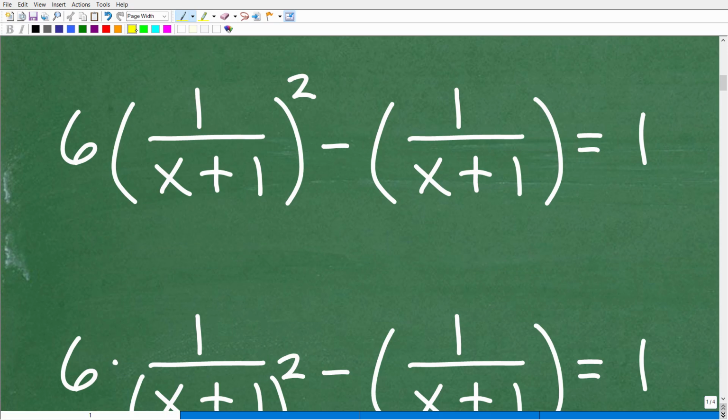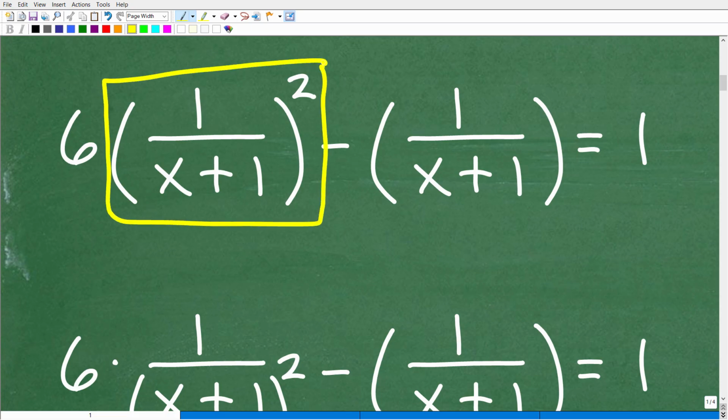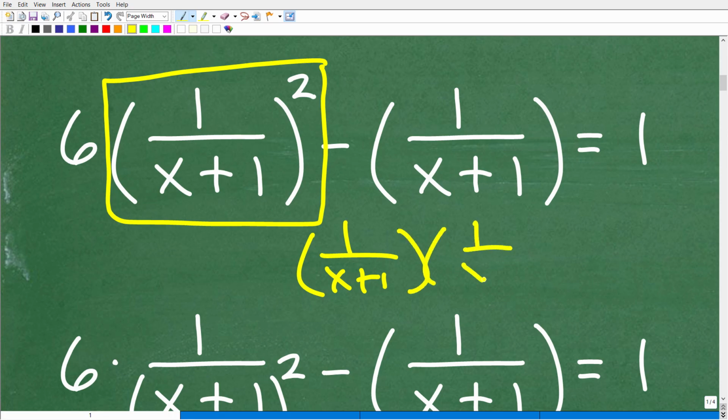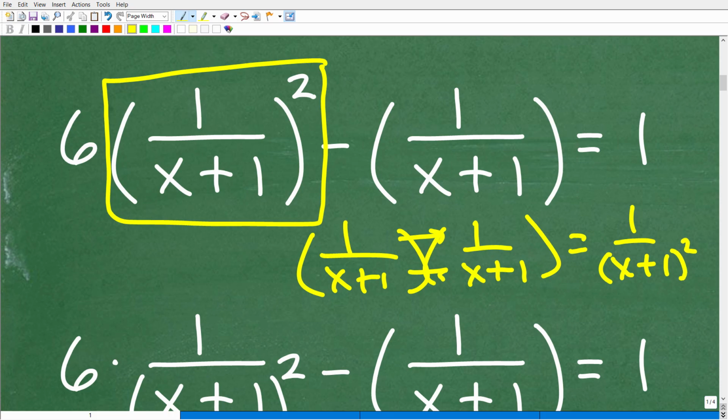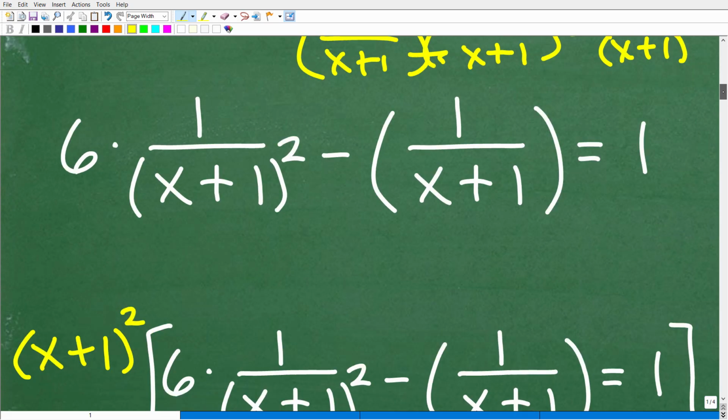Well, I'm going to think to myself, I can make this expression a little bit easier. So 1 over x plus 1 squared is the same thing as 1 over x plus 1, times 1 over x plus 1, and I can just think of that as 1 because now we're multiplying the numerators, times x plus 1 times x plus 1, or x plus 1, all this squared. So I'm going to rewrite this expression in this manner, 1 over x plus 1 squared, and here we go.